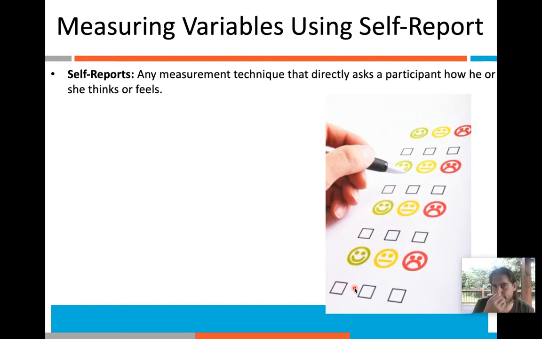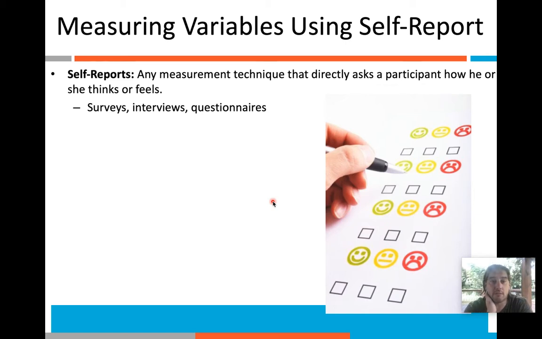So self-report is any measurement technique that directly asks a participant how he or she thinks or feels or acts or behaves. We're just asking people to report, maybe a little 3-item scale or a 5-item scale. From on a scale of 1 to 7, how much did you enjoy your meal tonight, right? Those sorts of things are very common forms of self-report measures. These are going to look like surveys, interviews, questionnaires. Right? We all interact with these a good bit.